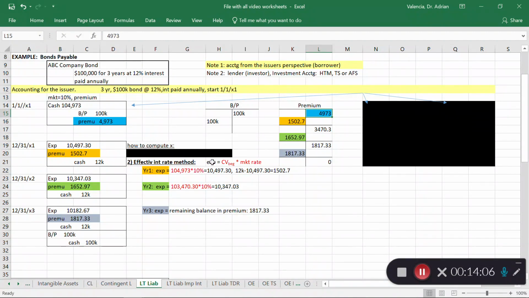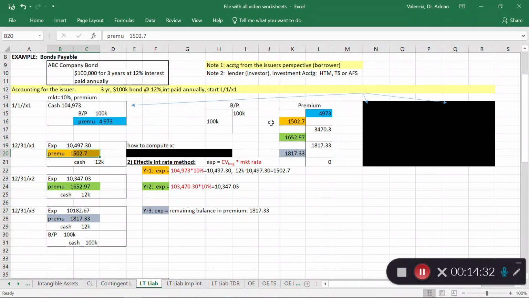So for your expense incurred, you're going to use the market rate again. So that gives me $10,497.30. So that goes right here. Then I subtract to get my plug amount. So I subtract the 12,000 minus 10,497, and I get 1,503, and that's this premium amortization.